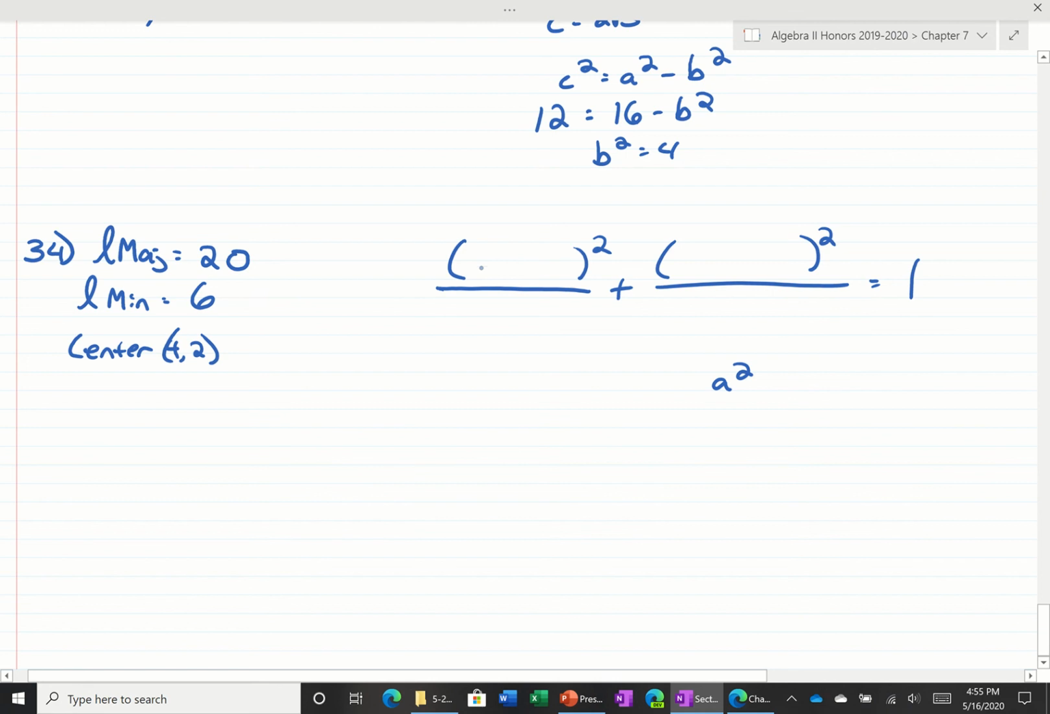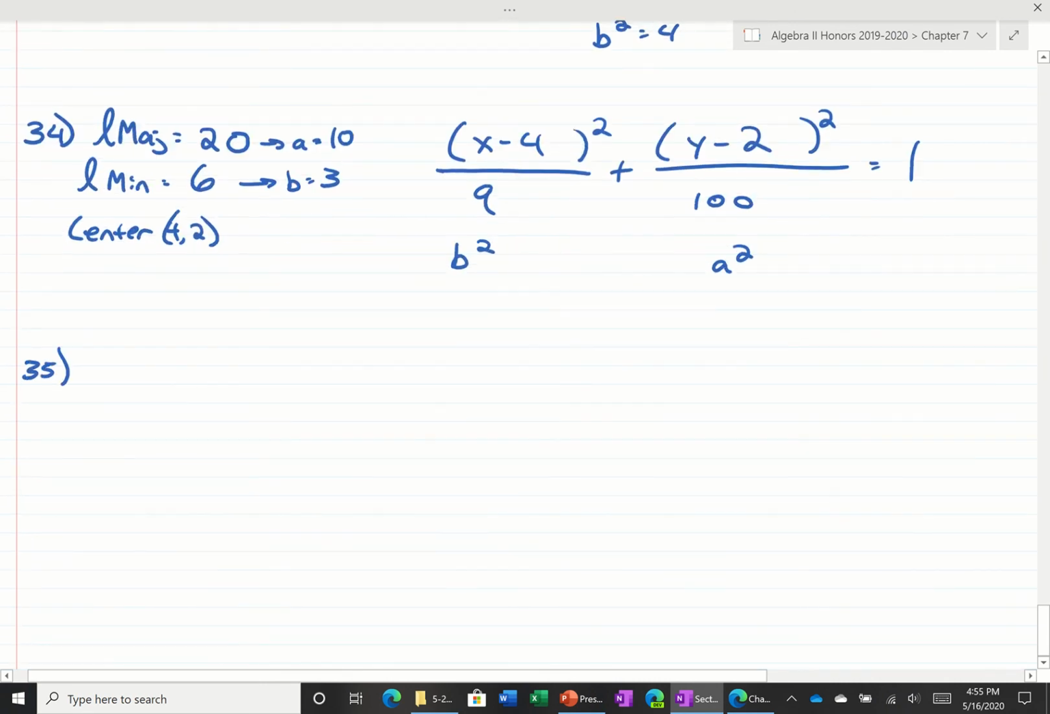Okay, so if the center is 4, 2, that's what we get. The length of the major is 20, which means that A would be 10 because it's 2A, and B would be 3. So we get 100, and this would be 9. Let's see what else. Number 35 looks good.